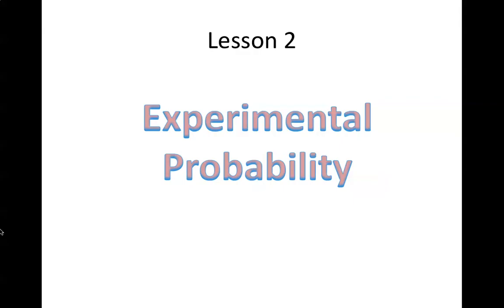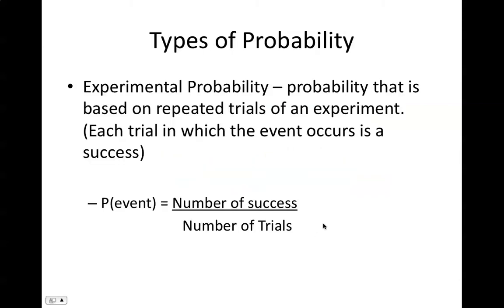Hello students, it's Mrs. Wilborn again, back with lesson 2, and in this lesson we're going to cover experimental probability, and this is the second type of probability. So if you have your guided notes in front of you, you can go up and find where it says lesson 2 and start filling in the definition here.